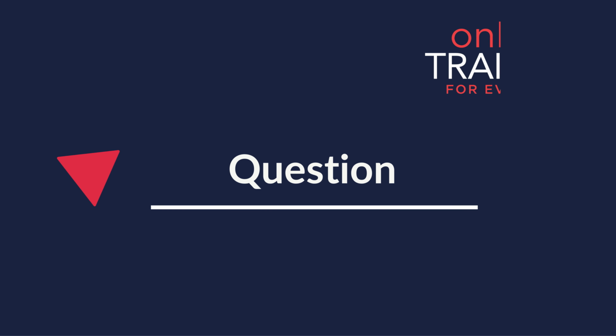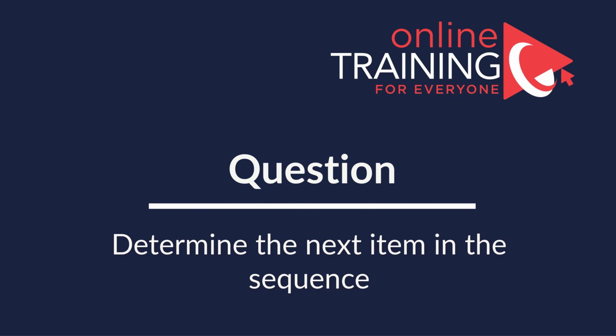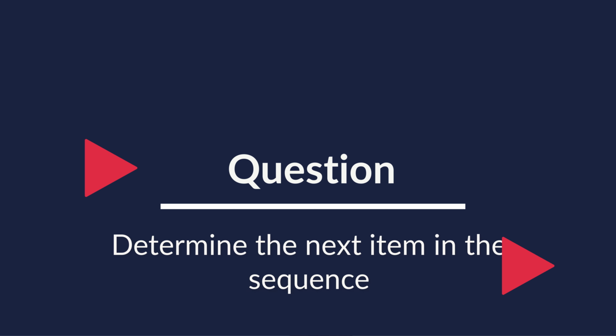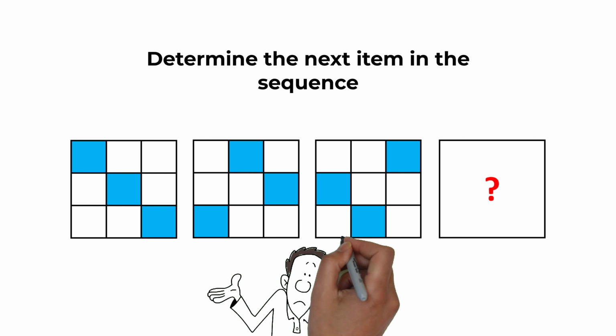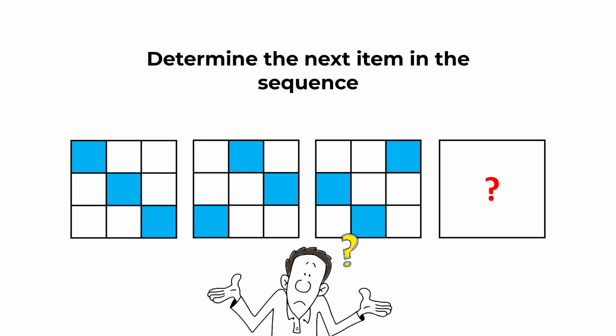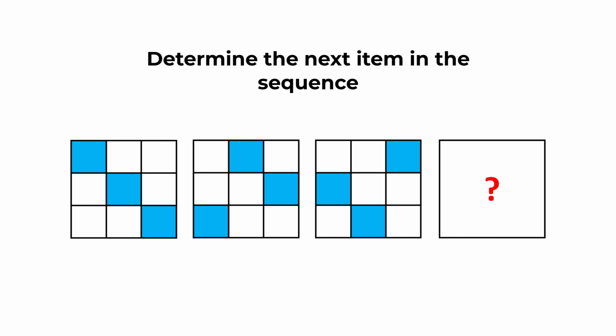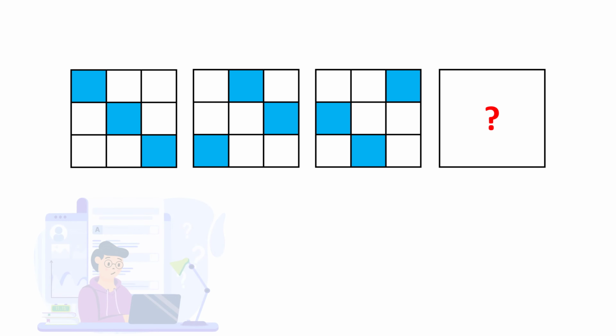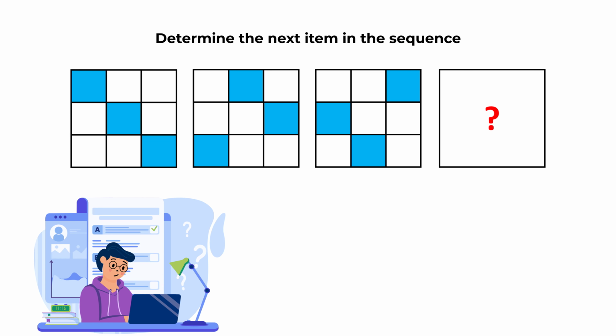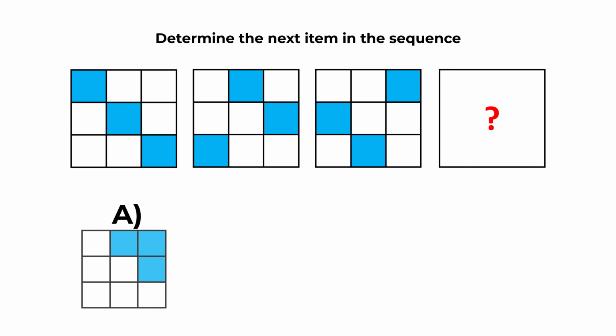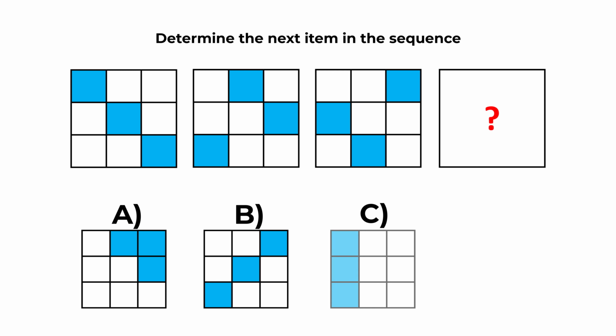Here is a very interesting problem that you might frequently get on the test. You need to determine the next item in the sequence. You're presented with a sequence of large squares. Each large square contains 9 small squares inside, and the small squares are of different colors. You need to determine the next item in the sequence, and you have 4 different choices: A, B, C, and D.